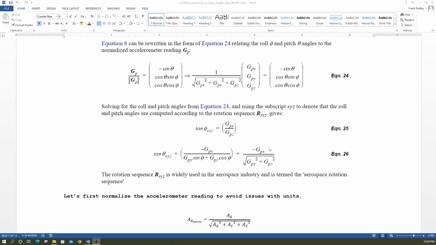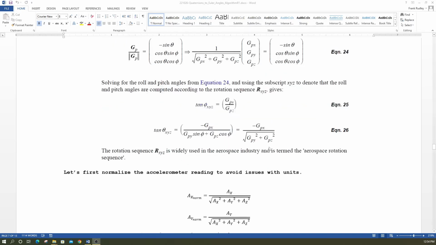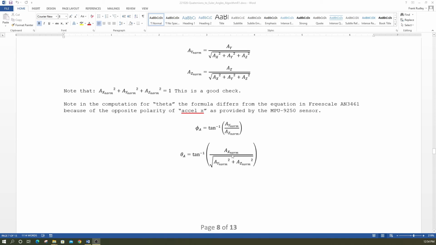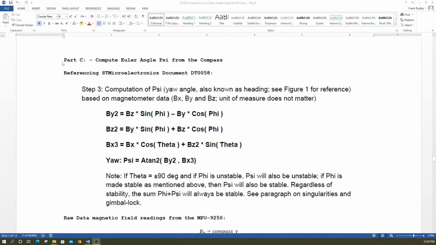It's the negative of that, but because our polarity is reversed on the sensor, I didn't take the negative of it. So the equations are identical to what was in that Freescale AN3461, except I didn't put the minus sign here because Rx is already reversed the way the sensor works. So now here's part C of the computations. Part C is to compute the Euler angle psi, that's the azimuth angle, from data from the compass.